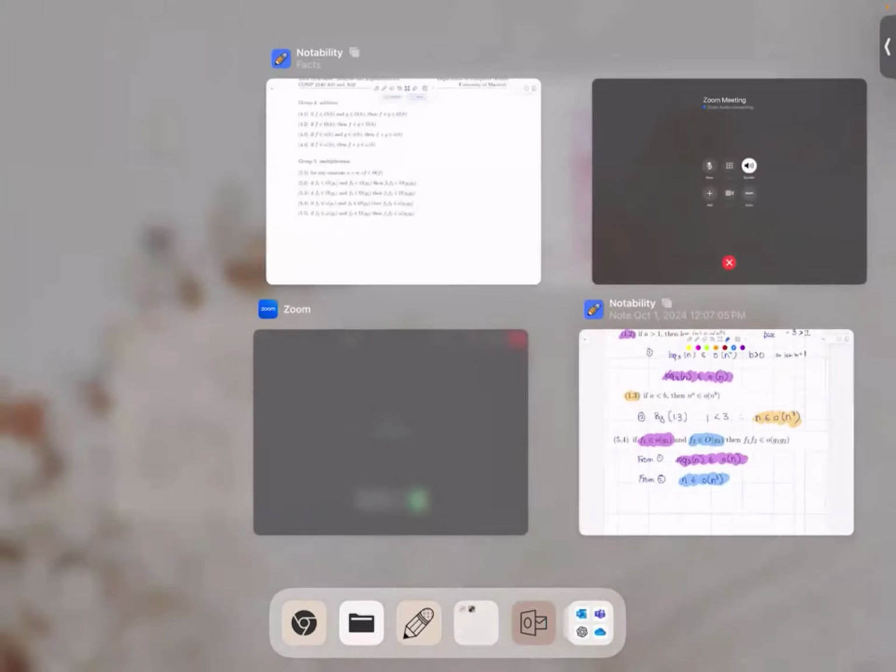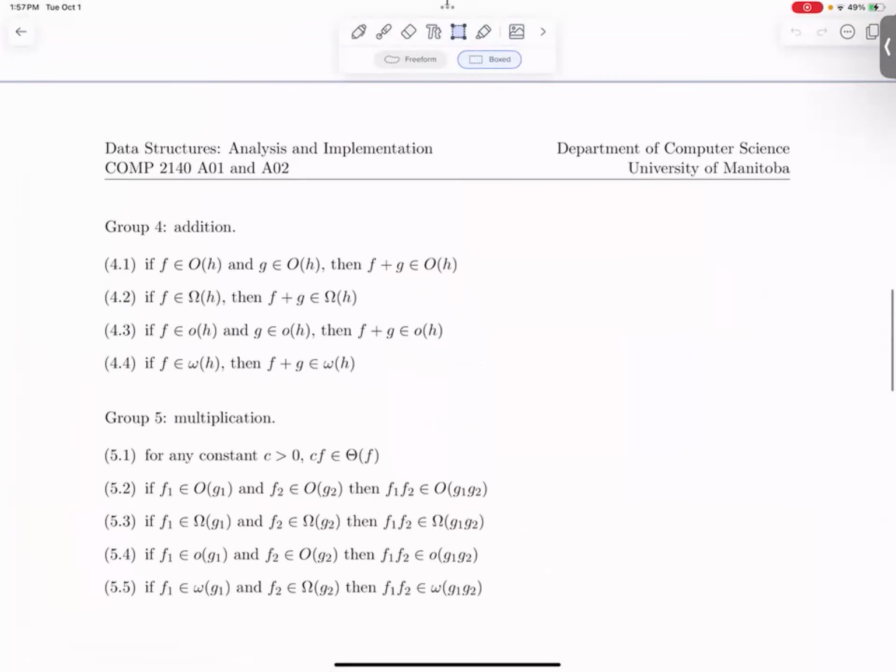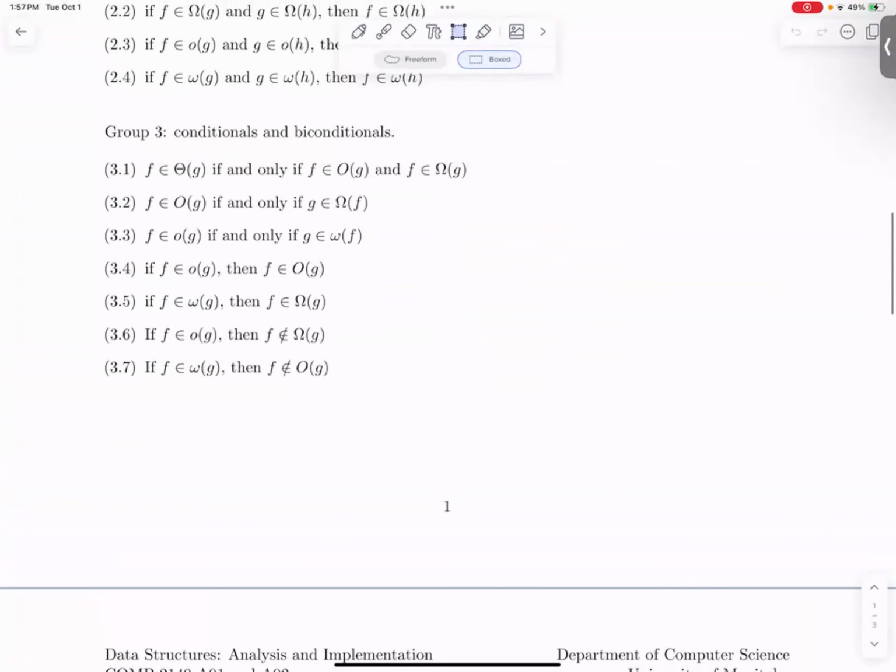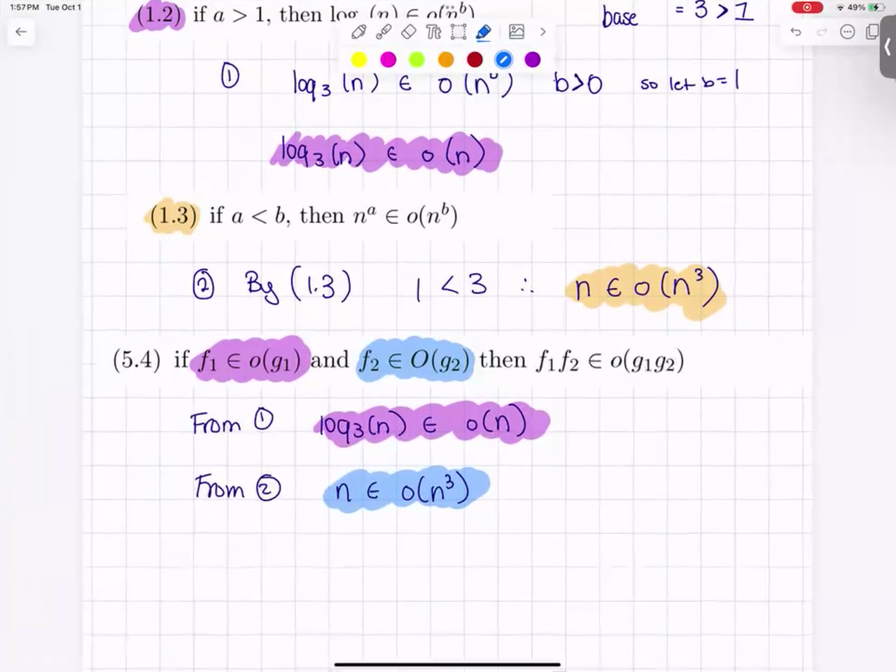If we need the reminder, we can go back up and show right here that if it's in little o, it's in big O. So we can pull that one in again. We did this in the previous one right there. So we can say from 2 and 3.4. Therefore, n is going to be in big O. If you want to do that, you can.